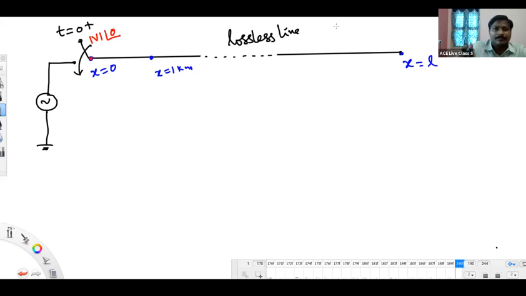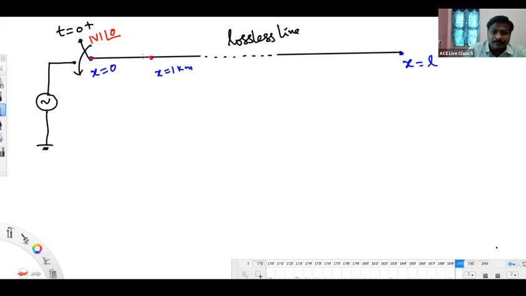Just now we have switched this voltage and kept it onto the transmission line. That voltage itself I am taking as a reference, so I say mod V at an angle 0. This voltage wave is propagating on the transmission line. Definitely, it will take some amount of time to reach x equals 1 kilometer.